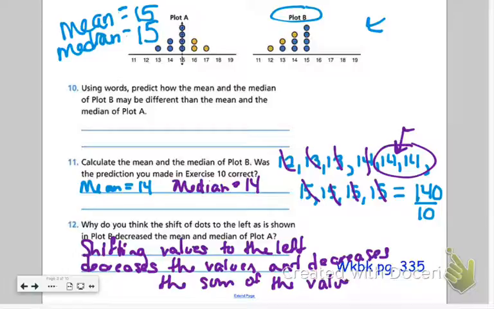So if you're decreasing the values, if you're making the numbers smaller, when you start to work your way to the middle, you're going to have smaller numbers in the middle. And remember, for mean, you have to add them all up. So if the numbers have decreased, well then when you add them all up, that sum of the values will also have decreased, causing your mean to be smaller.